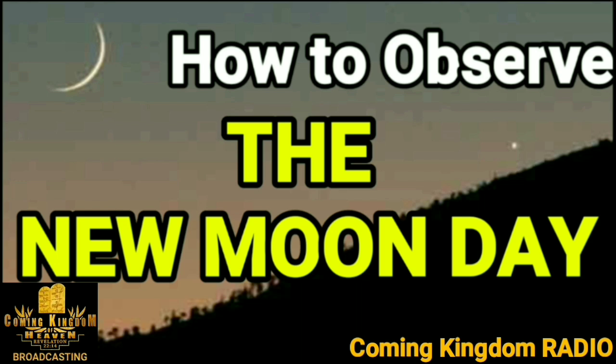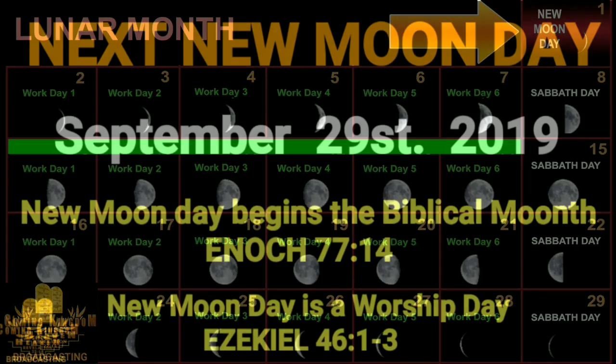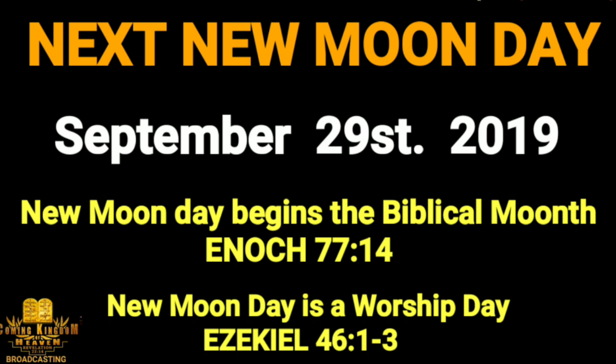If people saw the moon, that means that the next day is your first work day of the week. The next day is the first work day of the week, and you go on to your business and you go to your work. If you're not able to see the moon on the evening of the new moon day, that means that the next day is also a new moon day.